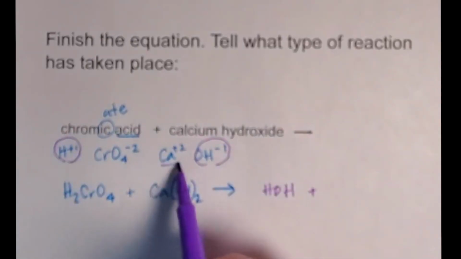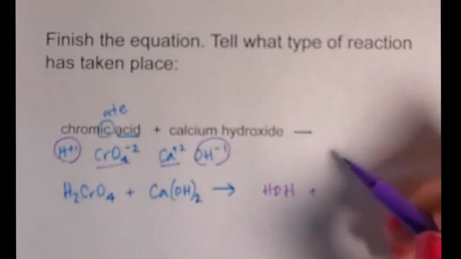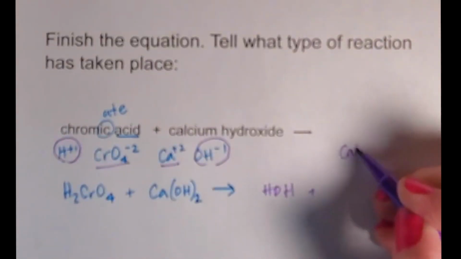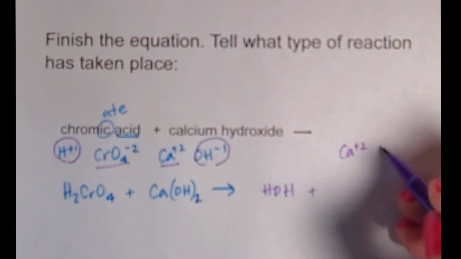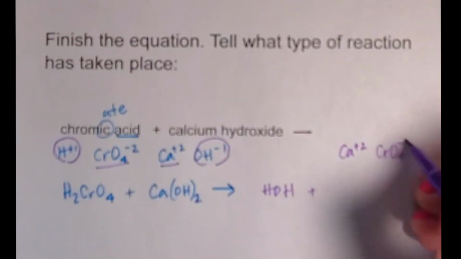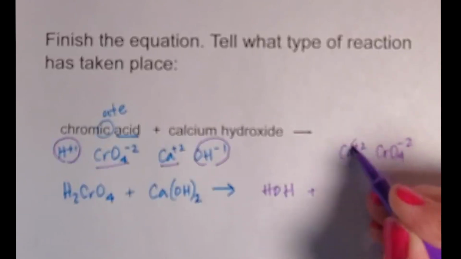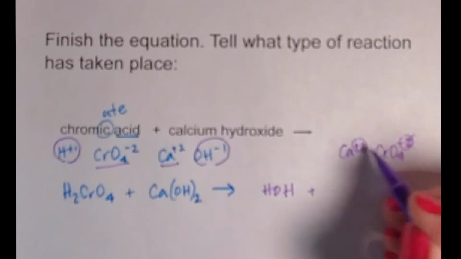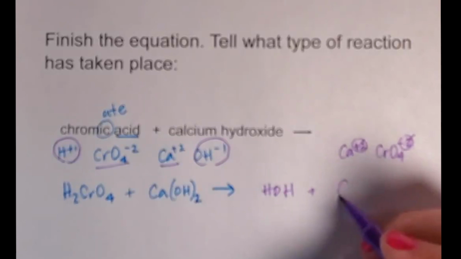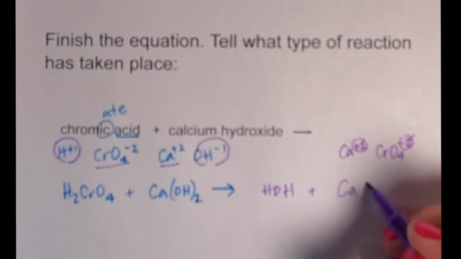We are then going to take the Ca plus 2 and the CrO4 minus 2 and make a bond with them. We put the positive one first because we always put positive with negative and positive first. The 2's cancel out, and we get CaCrO4.